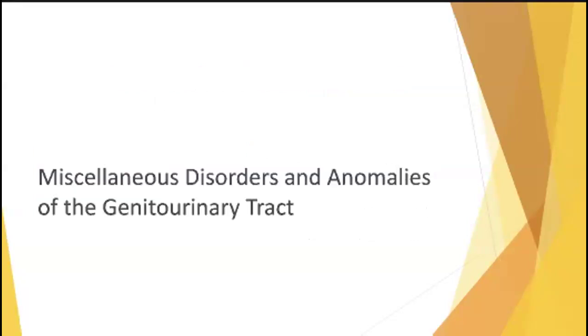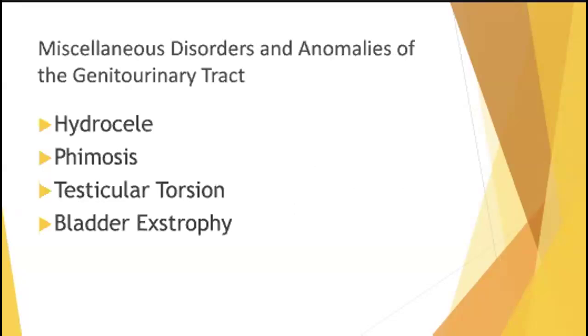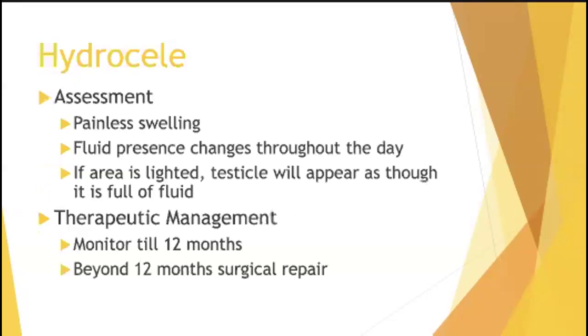So now we're going to go on to the hydrocele and all those guys. Hydrocele, phimosis, testicular torsion, and the bladder. So hydrocele is an abnormal fluid collection between the layers of the testes. It's the membrane that surrounds the testes.